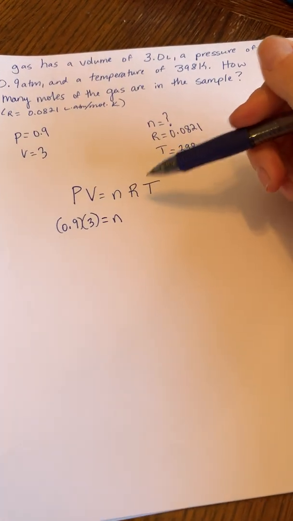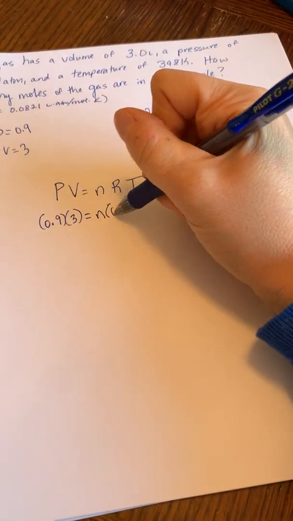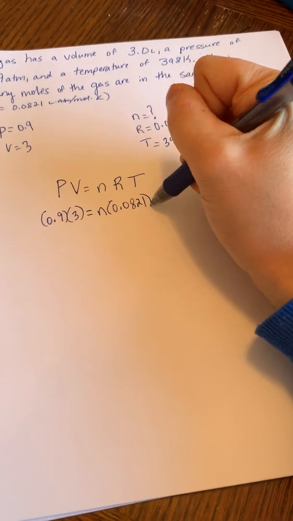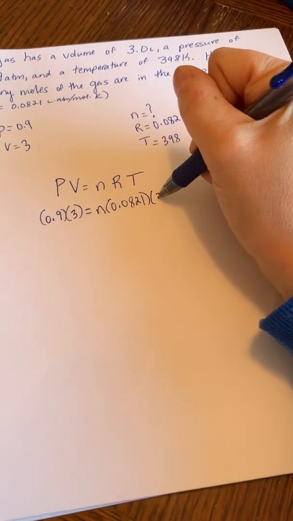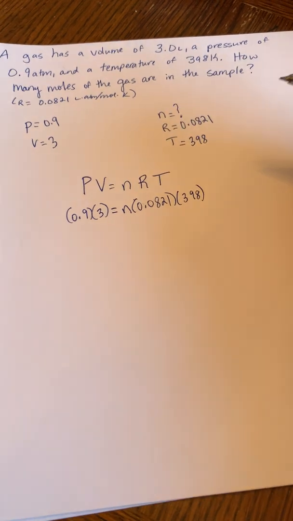But if you want to put X to make it more like what you're used to, go for it. And then it's N times R. R we have a number for, 0.0821, times T, which is 398.